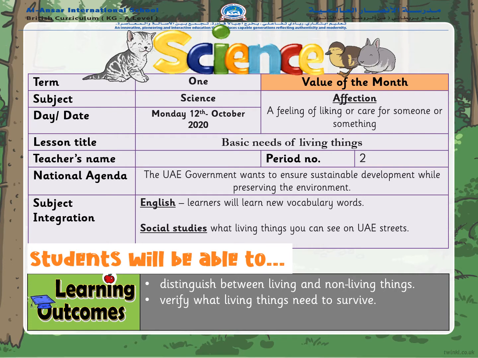Today is Monday 12th of October 2020 and the value of the month is affection. Affection means a feeling of liking or care for someone or something. So in this lesson, students, you will be able to learn to distinguish between living and non-living things. Verify what living things need to survive.